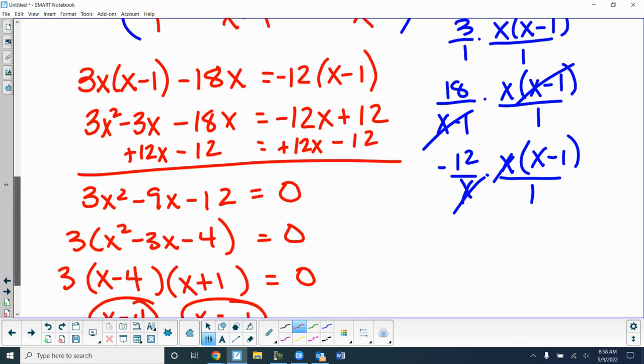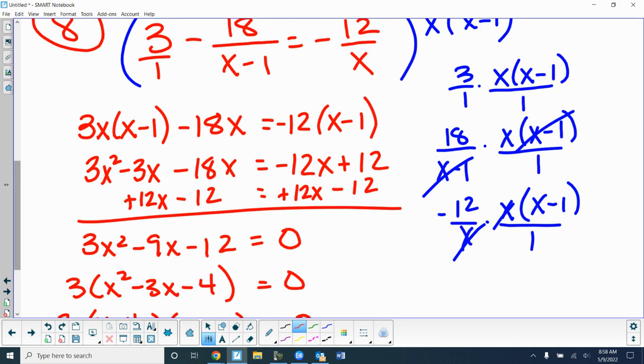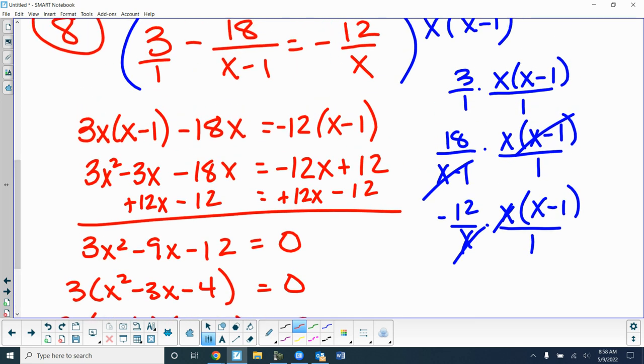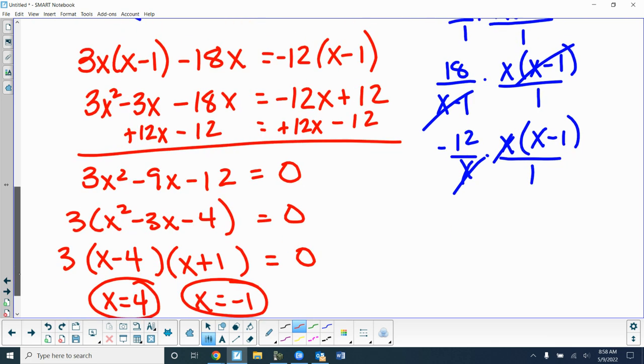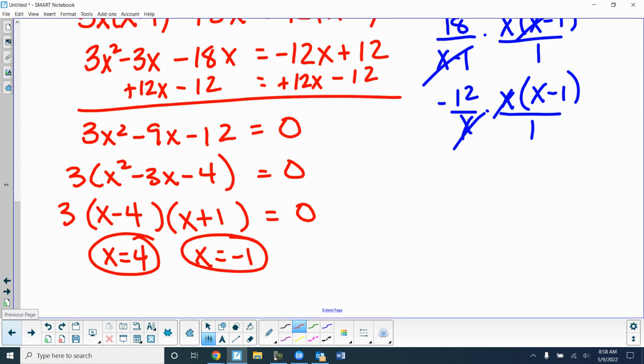Let's look at our denominators. Gotta go back to the original. All right. 4 minus 1 is 3, and 4 is 4. That's okay. Negative 1 minus 1 is a negative 2. That's okay. And negative 1. So they're both good. 4 and negative 1. Questions on that one? Okay. Last one. Number 9.